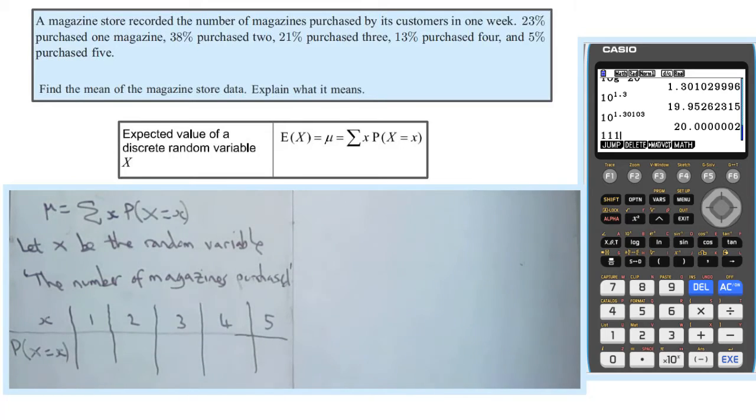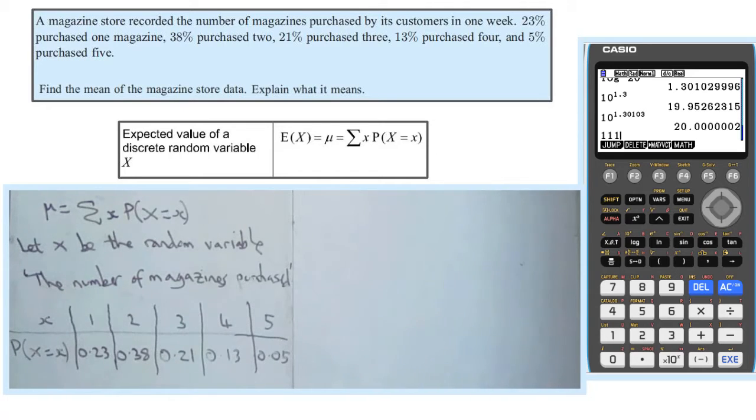So what I mean by that is, if 23% purchase 1 magazine, we're going to assume that the probability of X being 1 is 23%, 0.23. So for 2 magazines, that would be 0.38. 3 magazines is 0.21. 4 magazines is 0.13. And 5% for 5 must be 0.05. So there's the distribution.